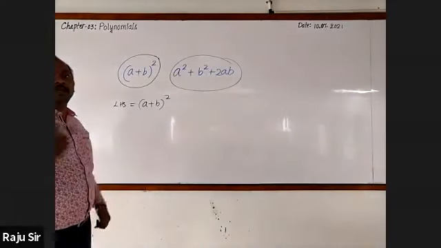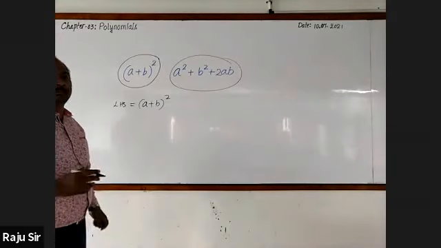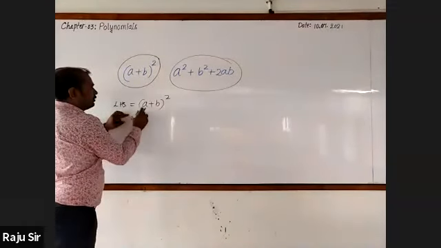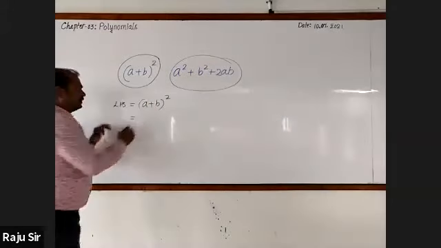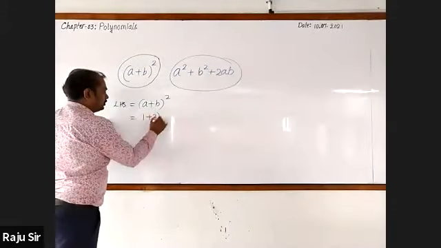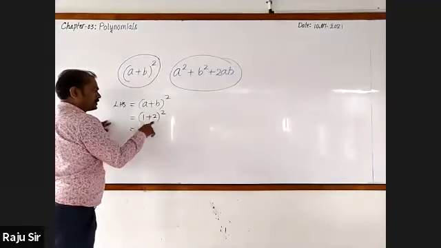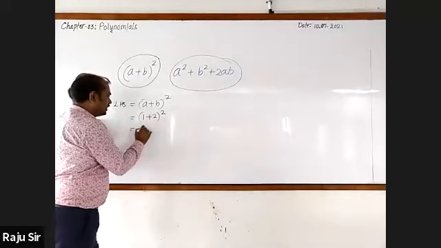You may choose any values for a and b. I take 1 and 2 because the calculation will be simple. I take 1 in place of a and 2 in place of b. Then it will be (1 + 2) whole square. 1 plus 2 is 3, and 3 square is 9. Answer: 9.